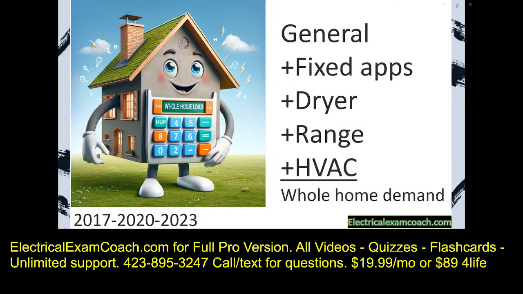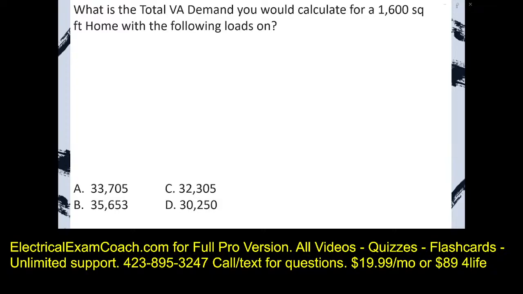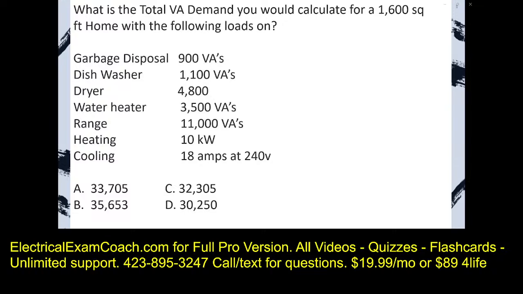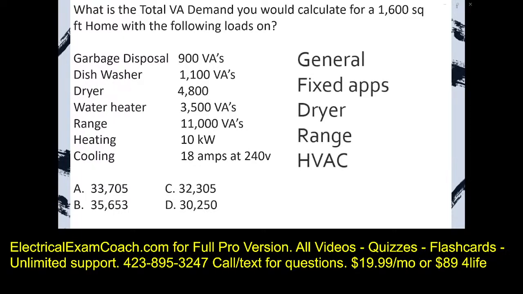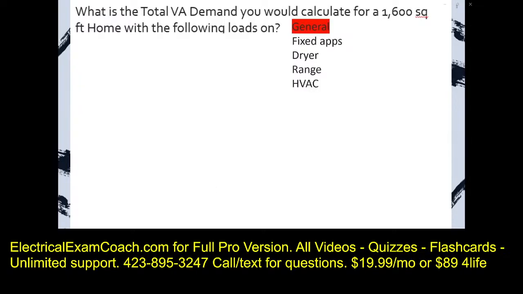Let's get to it. What is the total VA demand you would calculate for a 1,600 square foot home with the following loads? Now, I know this looks daunting, but we're just going to take it one piece at a time. You've worked very hard up until this point, and I know you can do it. I want us to get used to laying out all of our calculations like this. On our piece of paper, write general, fixed appliances, dryers, ranges, and HVAC, and we're going to fill them in one at a time. Step 1 is to find our general lighting and receptacle loads.